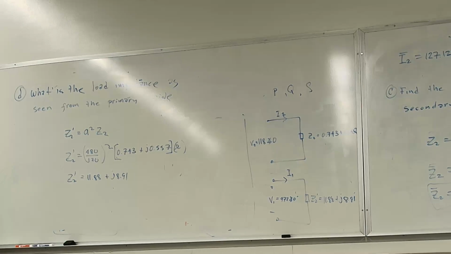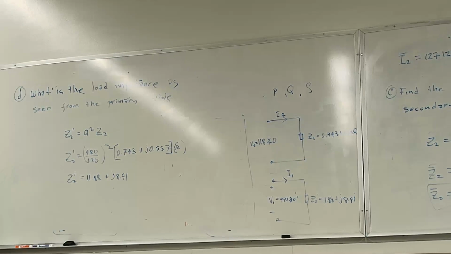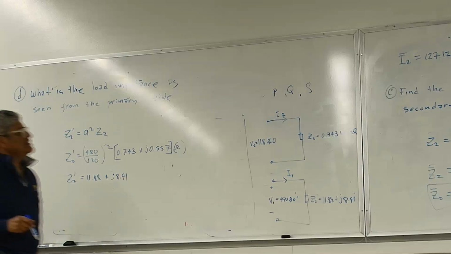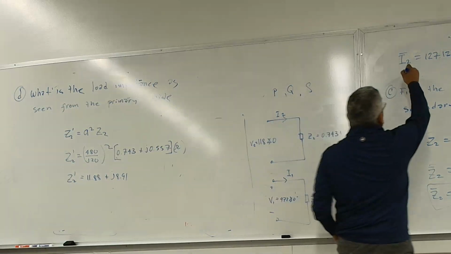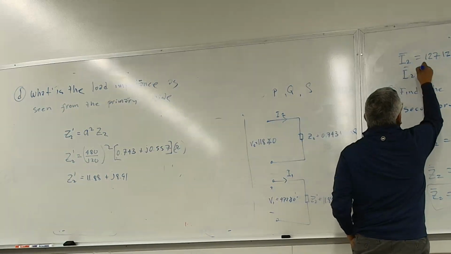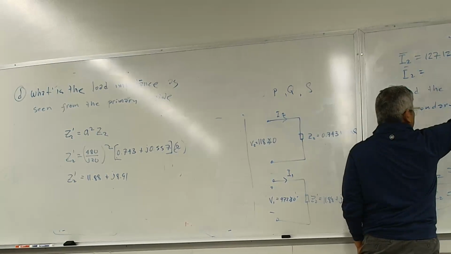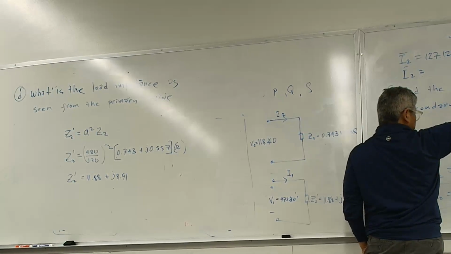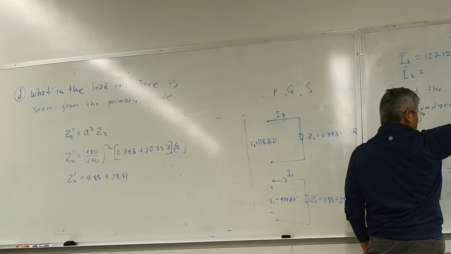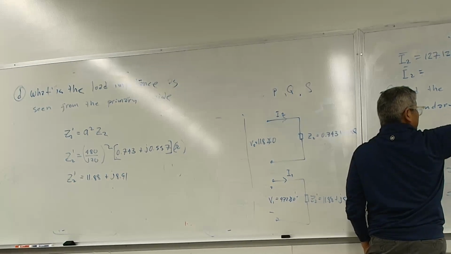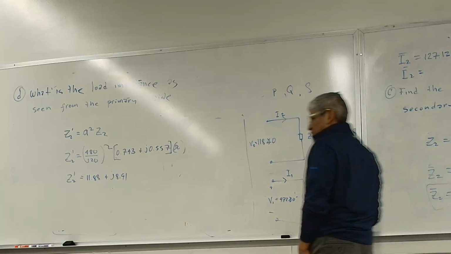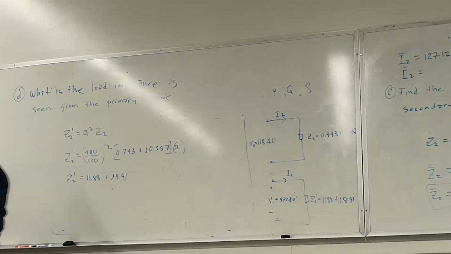Let me see. 127. Can somebody tell me what the I1 was? What was the value for I1? Did I solve that? I didn't solve it. No. I didn't solve it. Okay. What I was going to do is this. You can find it. I already gave you the formulas.